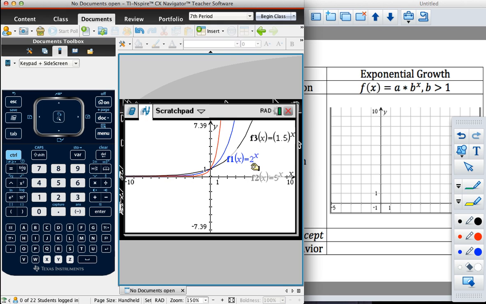So notice your equation, oops, let me move these out of the way.